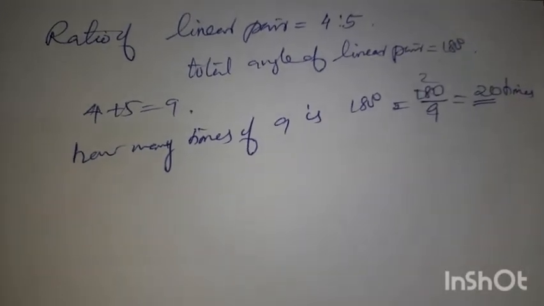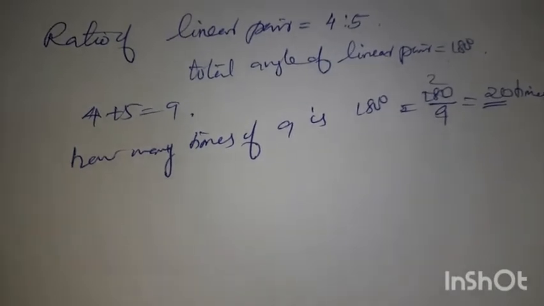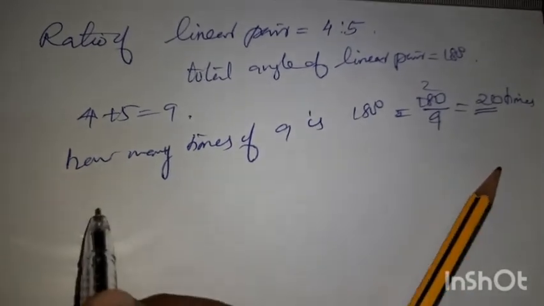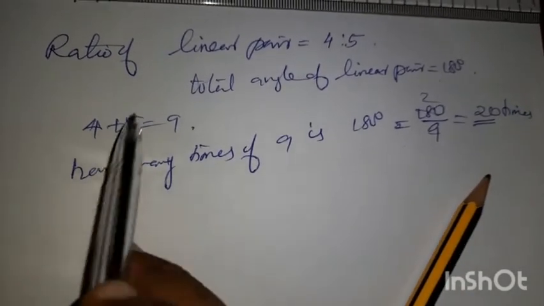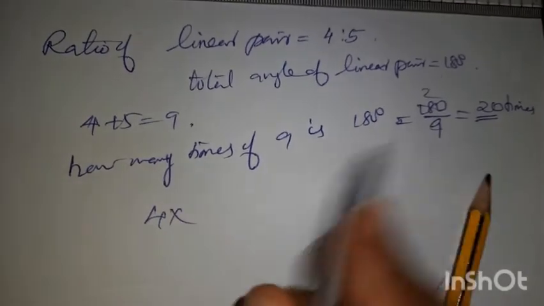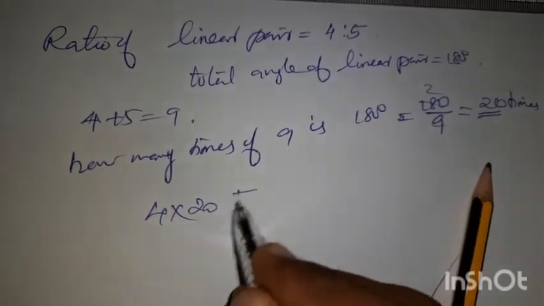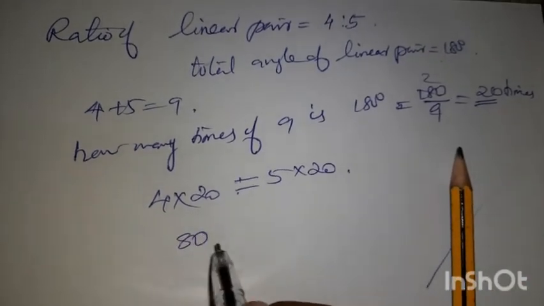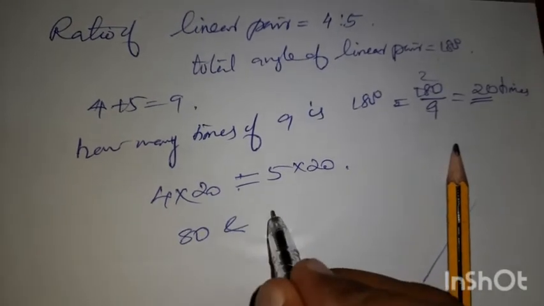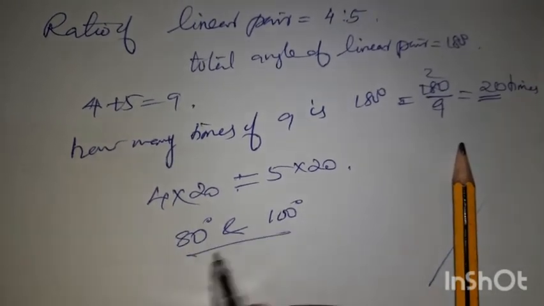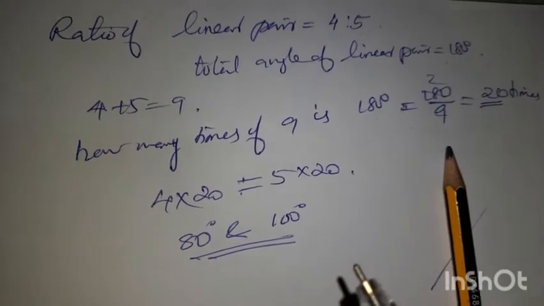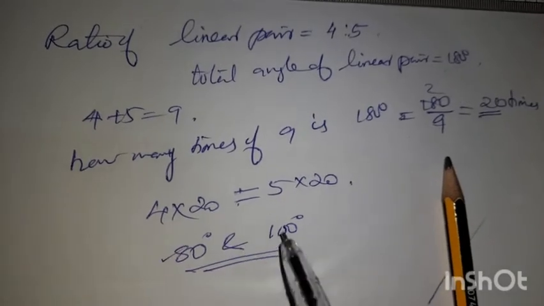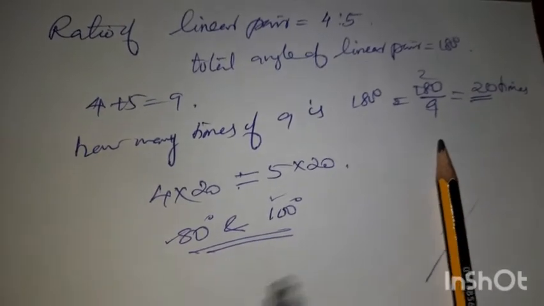Then it is given that the linear pair, the ratio is 4:5. So you can find out the ratio of angles. 4:5 is the ratio. So 4 into how much? 20. That is one. Next one, 5 into 20. So the angles are 80 and how much? 100 degrees. The total is 180. So the angles of the linear pair are 80 and 100. Together it is 180.